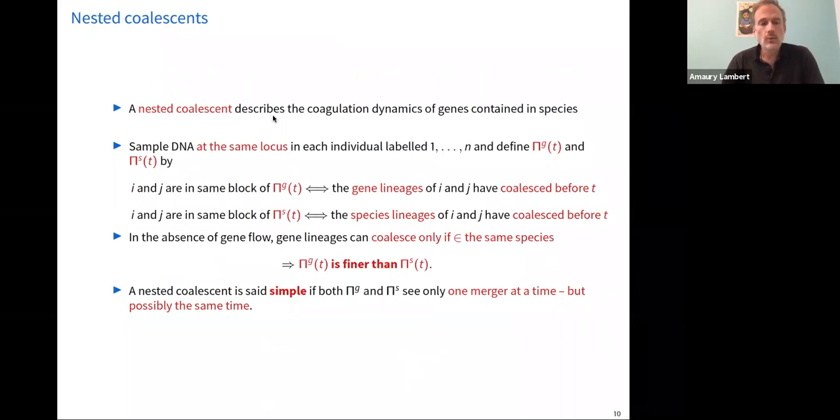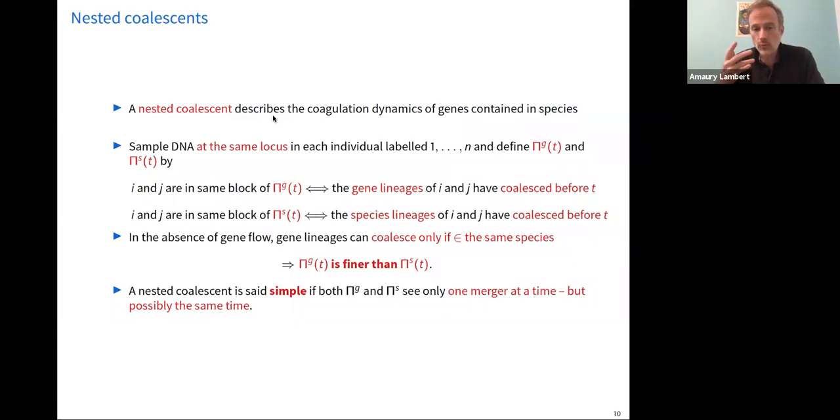So now we'll deal with nested coalescence. Nested coalescence describes the coagulation dynamics of genes contained in species. So you assume, in terms of modeling, that you sample DNA at the same locus in each individual, labeled 1 to n, for example, in different species. And you define pi g, the partition valued process that describes the coalescence of genes, and pi s, the coalescence of species, exactly as is written just below.